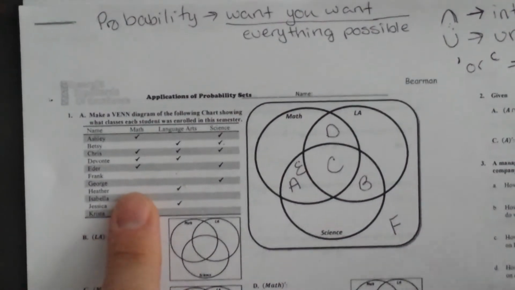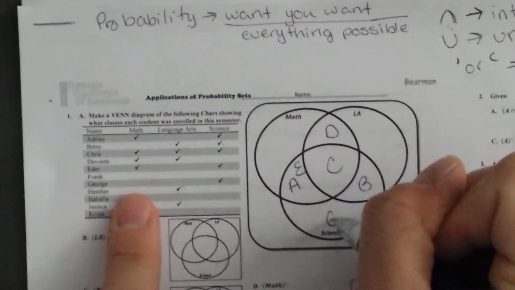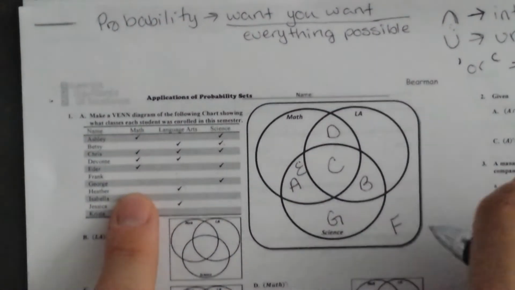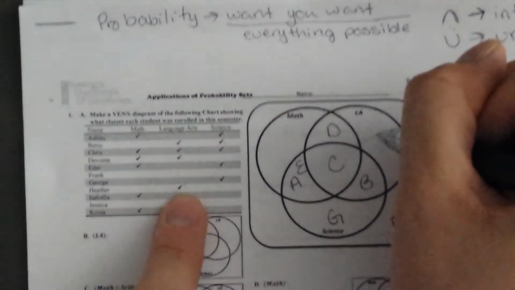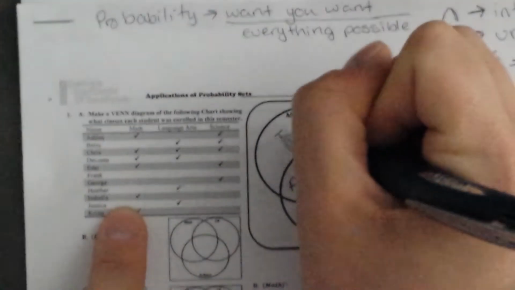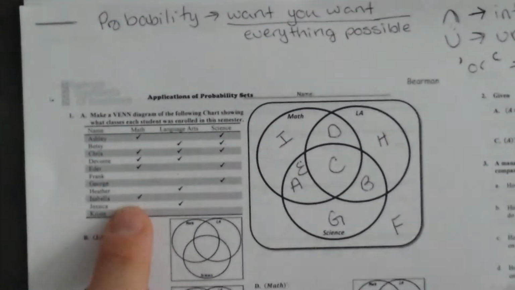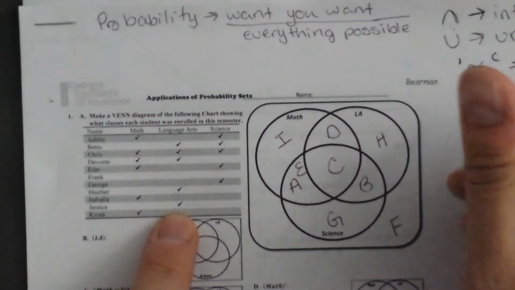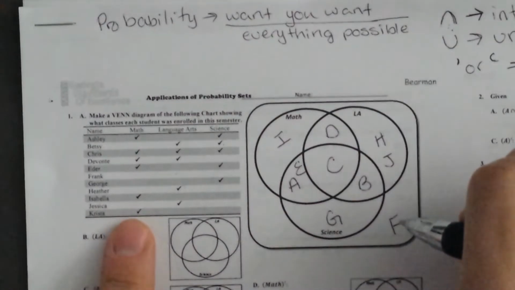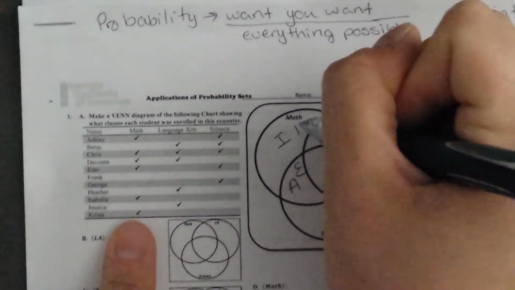We have George. He's only taking science. He's not taking anything else. So he's in the science circle, but he's not going to be in math or language arts. Heather is only taking language arts. We're going to put her out here. Isabella, good job, Isabella. She's only taking math. Hopefully she'll get an A. Jessica is only taking language arts. We'll put her out here. And Krista is only taking math, and we'll put her out here.